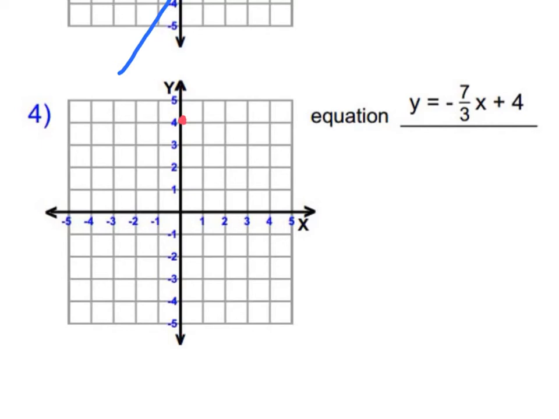And now I see it's -7 over 3. So let's go back down: 1, 2, 3, 4, 5, 6, 7. And now it's going to be +3: 1, 2, 3. All right. That's our second dot. And let's connect these. And we are graphing linear equations.